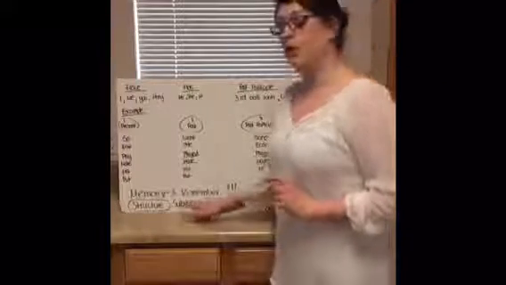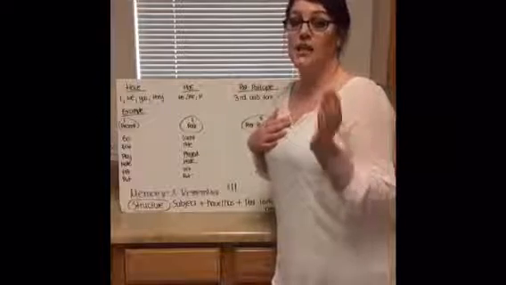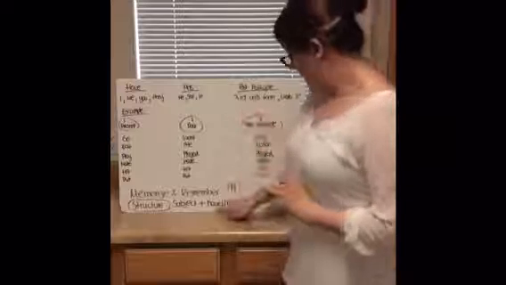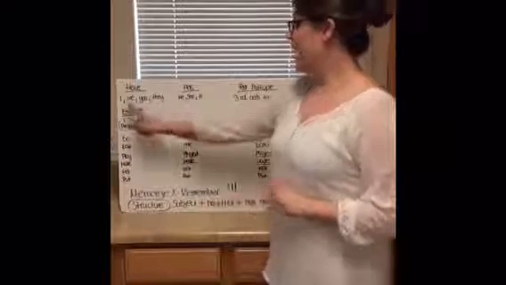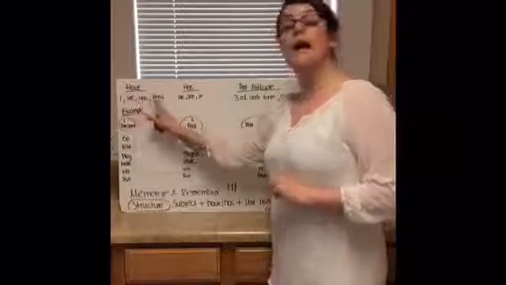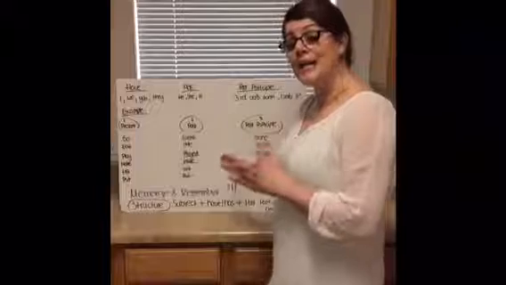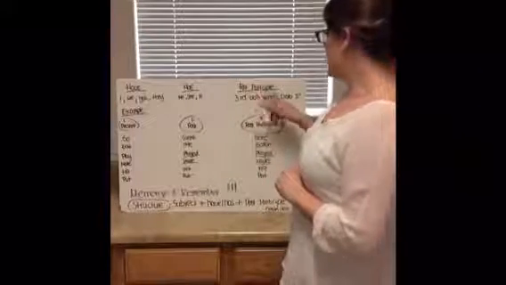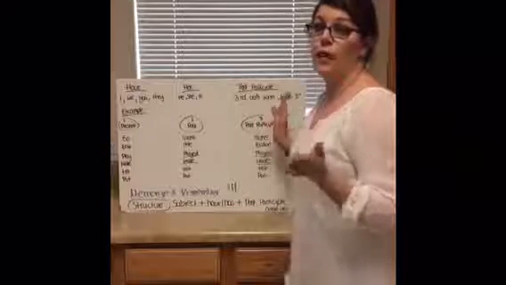So you have the subject: I, you, he, she, it, we, you, they. And then you have to figure out have or has. You use have when we have I, we, you, and they. And then you use has with he, she, it. The past participle, the third form, is also known as verb 3.